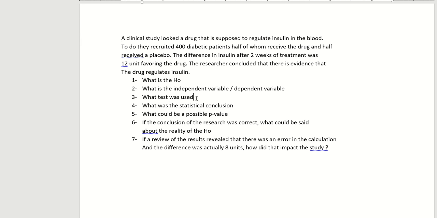What was the test used? Again, this is where you're going to ask how many groups do I have? Same people or not, and what is the outcome? You have two groups, they're not the same people, so independent groups, and your outcome is numerical, so that's going to be your independent t-test.